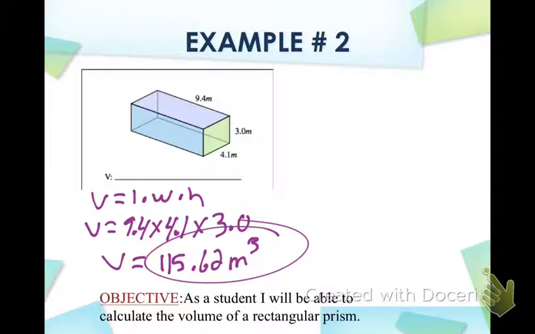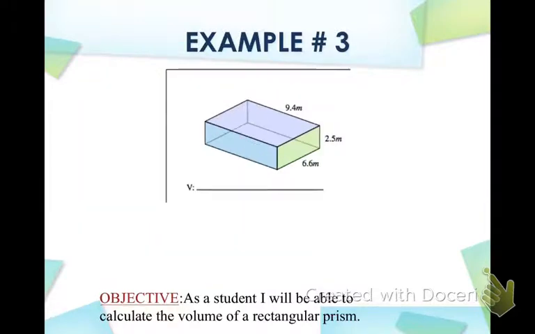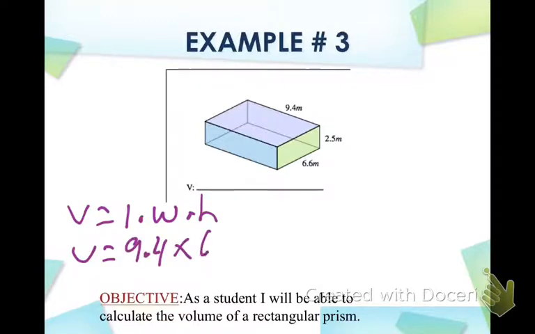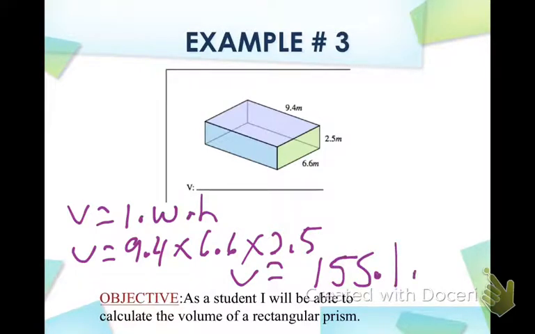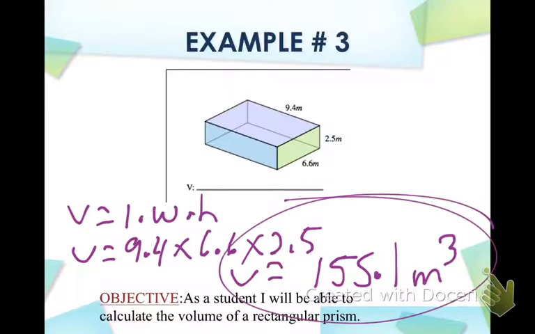Alright, here we go. Example number 3. We're almost done with this video already. Volume equals length times width times height. That's how we solve it. Volume equals, go ahead and plug in your numbers, 9.4 times our width, which is 6.6, times our height, which is 2.5. Go ahead and plug those in. You use your calculator, which you have. Volume equals 155.1 meters cubed. That's our volume.